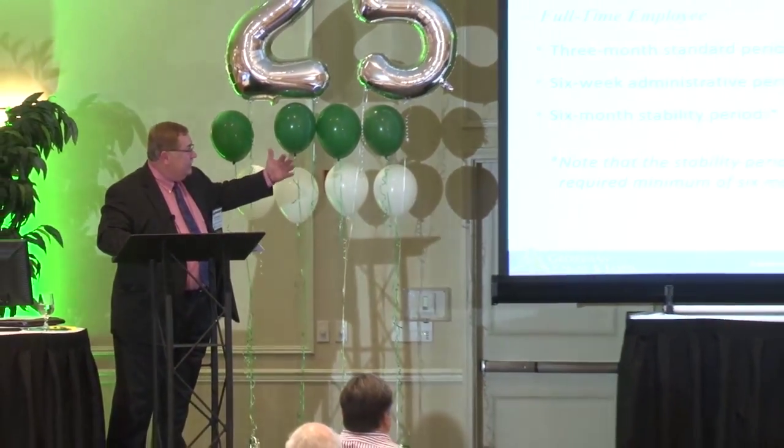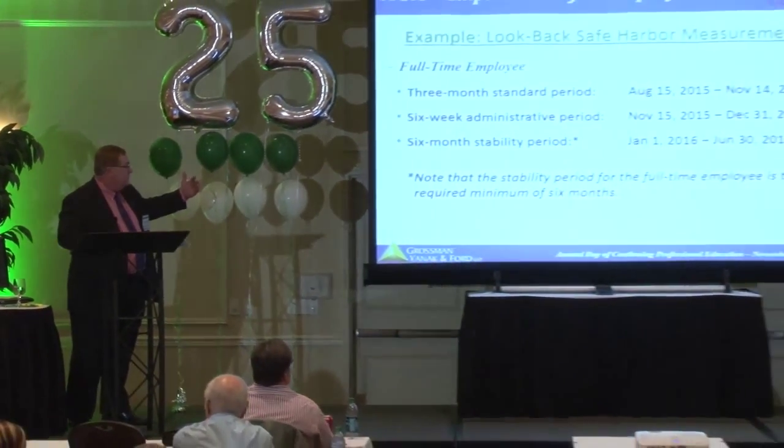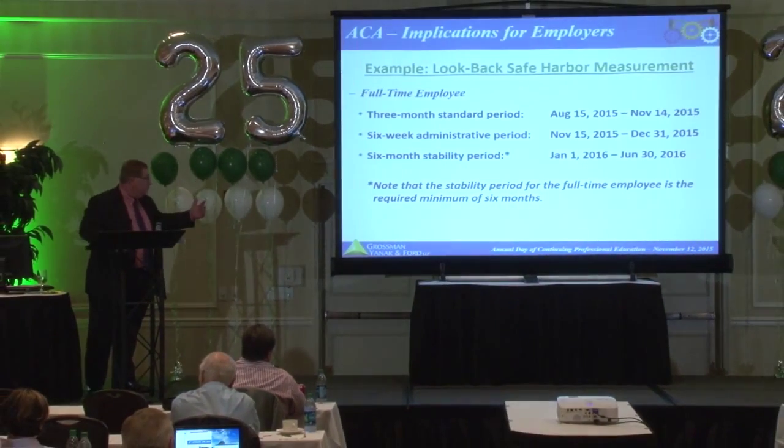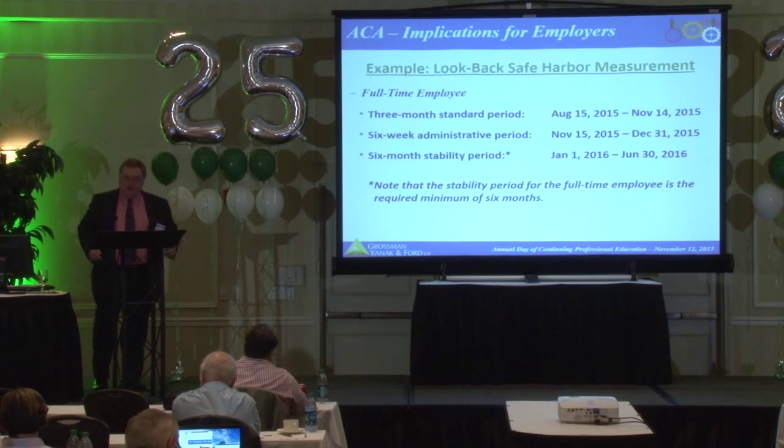The stabilization period has to last at least 6 months on that employee count to make sure you're providing the proper coverage, if you will, and essential minimum value to your employees. So there are some examples here. We're not going to spend a lot of time on them because we don't have a lot of time left, but you have a 3-month standard period, might be August 15th to November 14th. Then you have the administrative period that's set here, and then you have a 6-month stability period. So the full-time employees is the required minimum at 6 months, like I said.